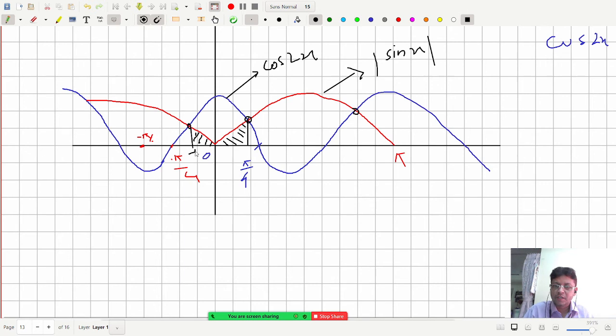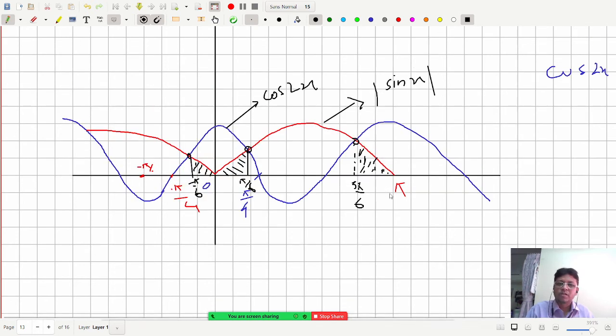So this is minus pi by 6 actually. This is minus pi by 6 to pi by 6. And you have this portion. This is your 5 pi by 6. So in this portion, 5 pi by 6 to pi, the blue curves are greater than the red. So this is the region. These are the regions: minus pi by 6 to pi by 6 and 5 pi by 6 to pi.